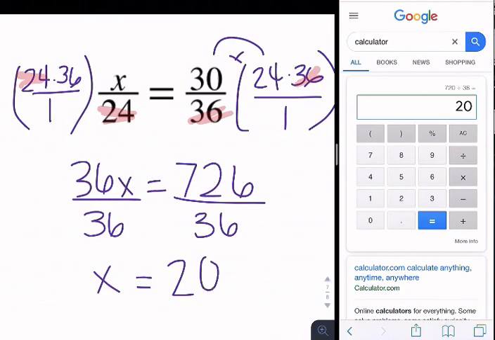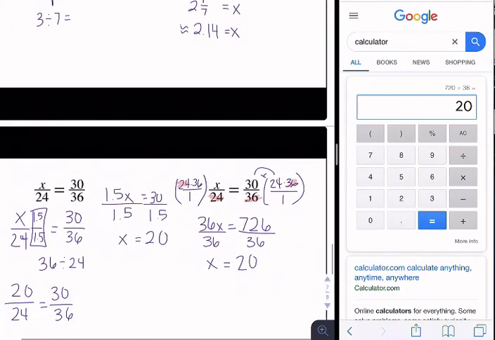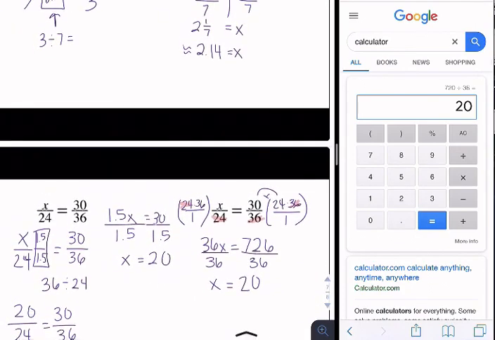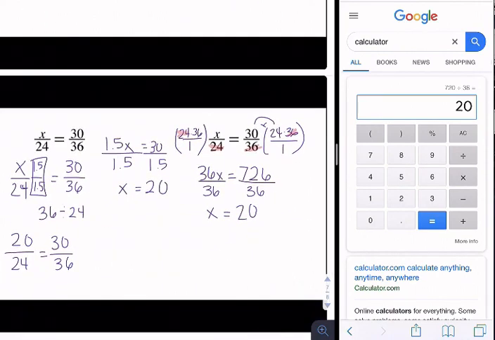X equals 20. So the method you choose is up to you. There are just a couple different methods that you can feel free to try.